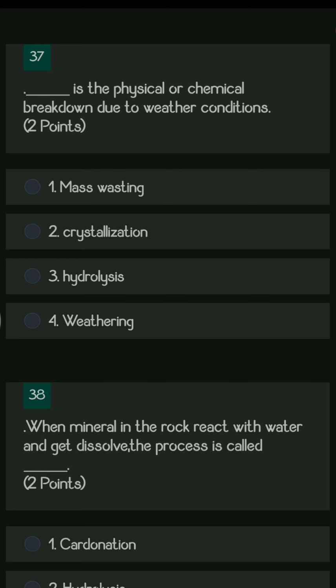Next question. Dash is physical or chemical breakdown due to weather conditions. So the options are mass wasting, crystallization, hydrolysis and weathering. So the right answer is weathering.